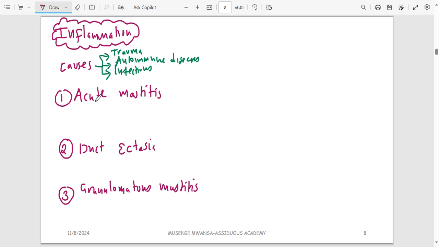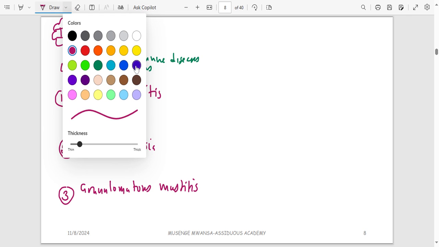Anyone that can say anything about acute mastitis, how it can occur, or where it is more likely to occur, or anything that you know about acute mastitis? Anyone? Thank you so much.